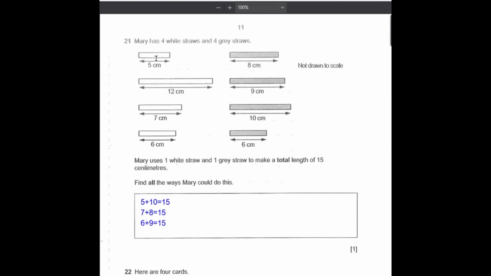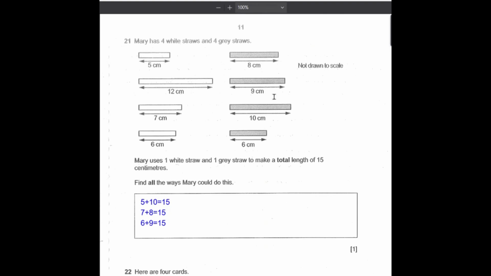They say Mary has four white screws and 4 gray screws. Okay, they say Mary uses 1 white screw and 1 gray screw to make a total length of 15 centimeters. Find all the ways Mary could do this. What you need to do is what? This is 5 centimeters.